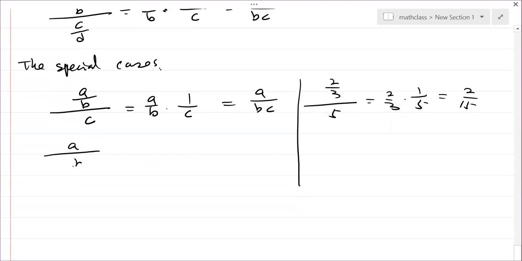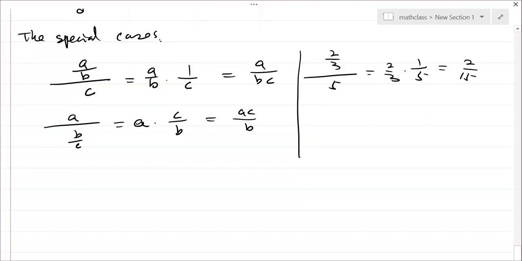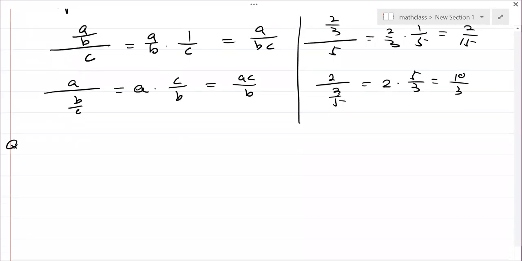Another one is a over b over c. In this case, this is a, and the c goes under b, because turned upside down, that would be ac over b. So it's 2 over 3 over 5. When you do the computation, it's 2 times 5 over 3. That's 10 over 3. So be careful when you simplify. You have to follow these rules.